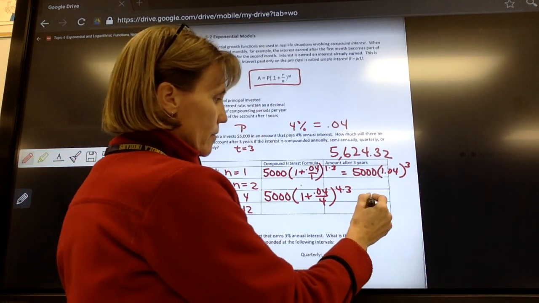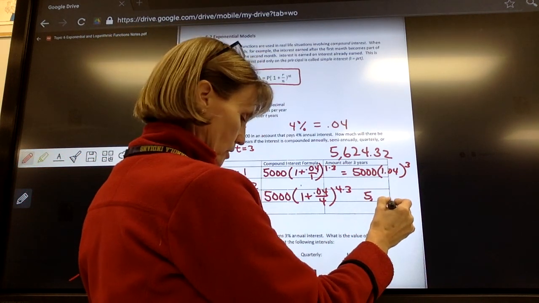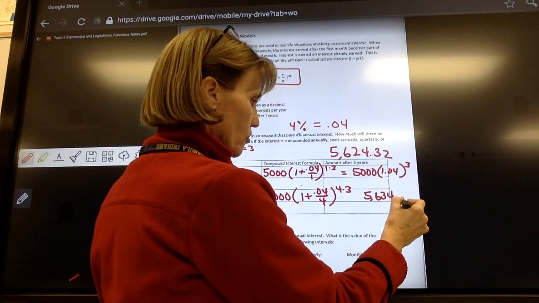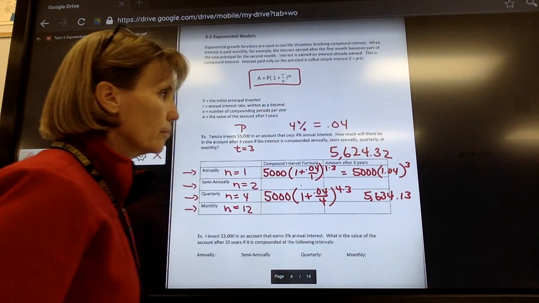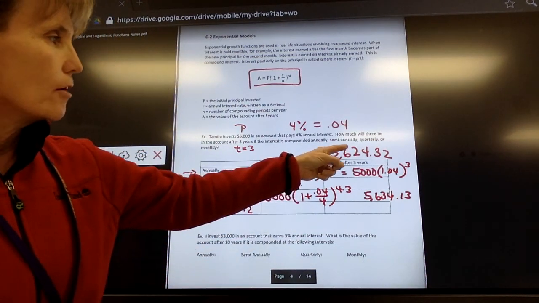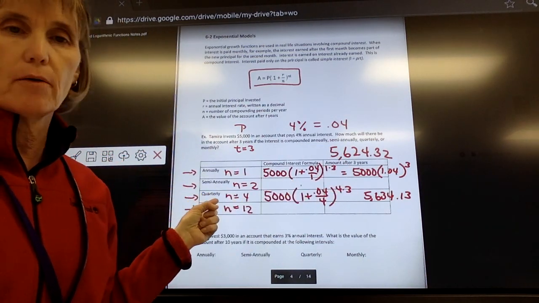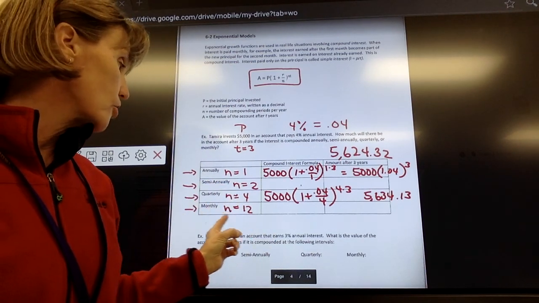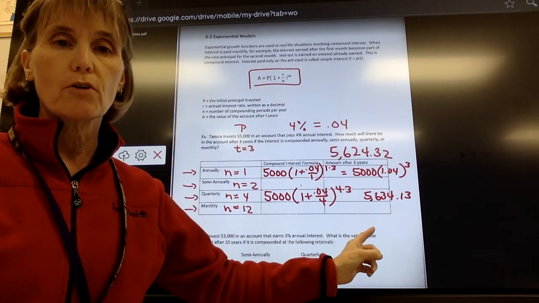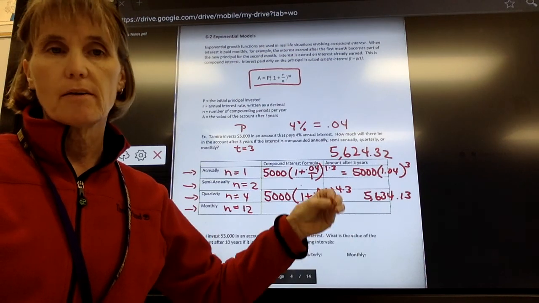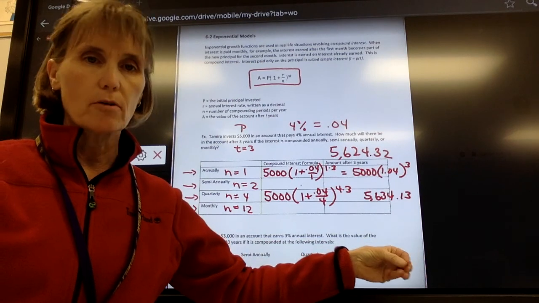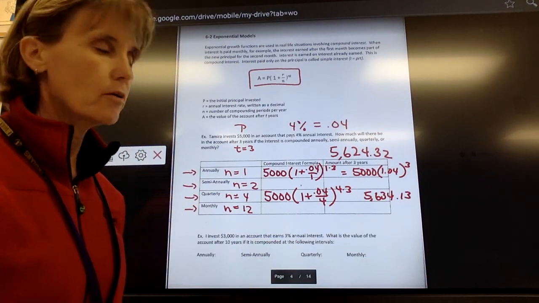Equals, this time I get $5,634.13. And you can see I earned more money when it was compounded more often. And that's what you're going to find. The largest sum is going to be on the bottom row, where you're compounding monthly. That's because every time you recalculate that interest, it makes your principal amount bigger. So your dollar amount is going to be bigger.